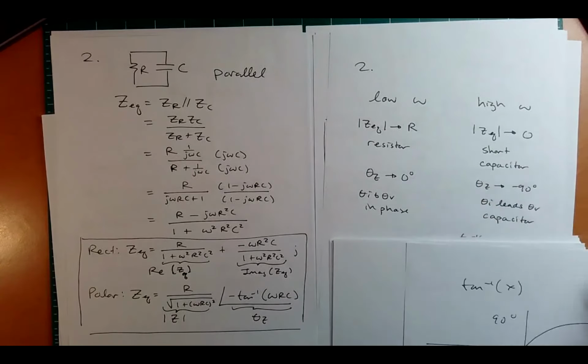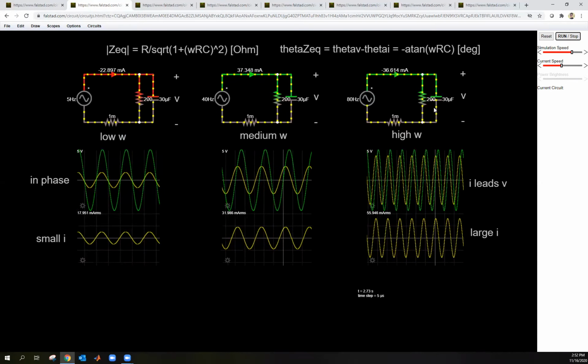At the low frequency, we notice it's more resistive because the capacitor is acting more like an open, and the current and voltage are in phase. But we have a small current because it's only depending on the resistance to impede current. As we go to a higher frequency, what do we notice?